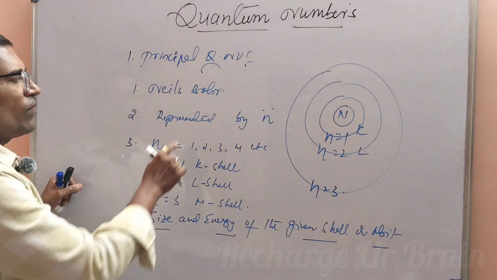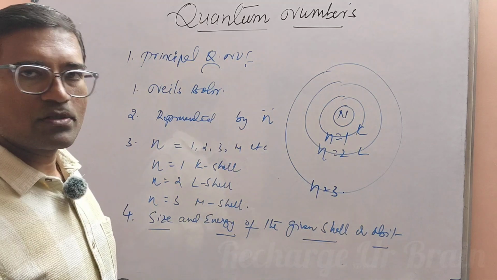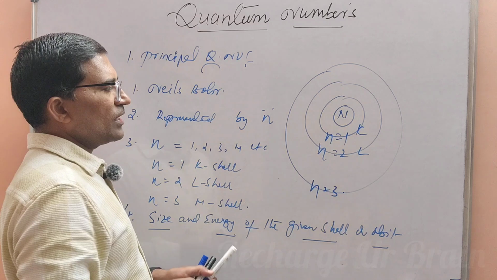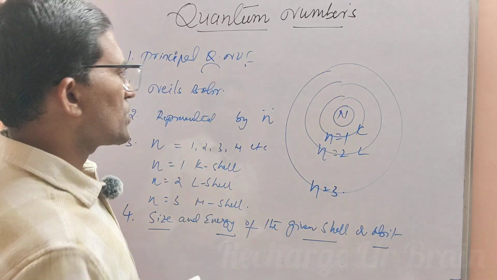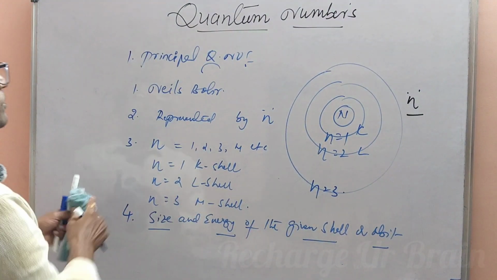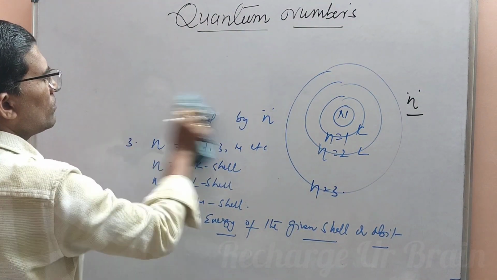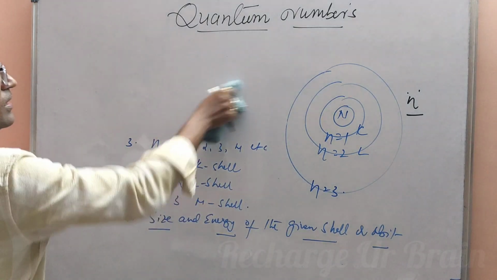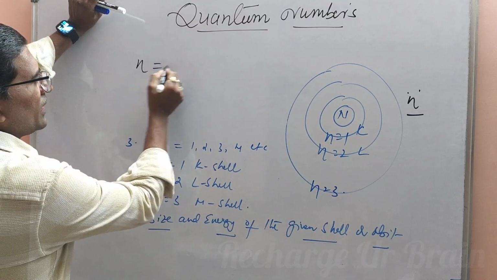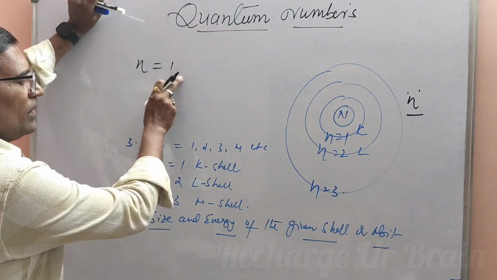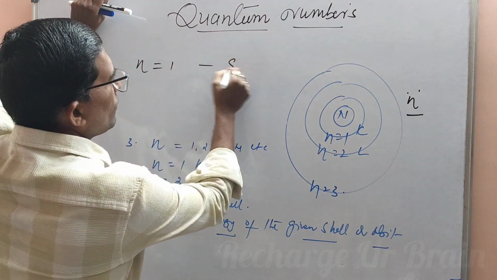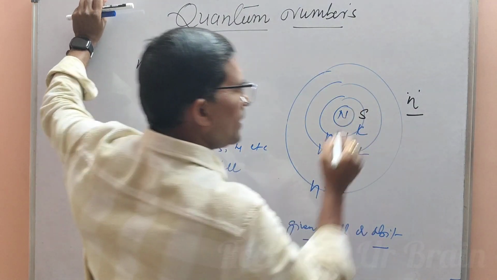Now, to find the number of subshells in a given shell, we can use the formula N. I will write it clearly on the board. If N is equal to 1, the first shell contains only 1 subshell, the S subshell.